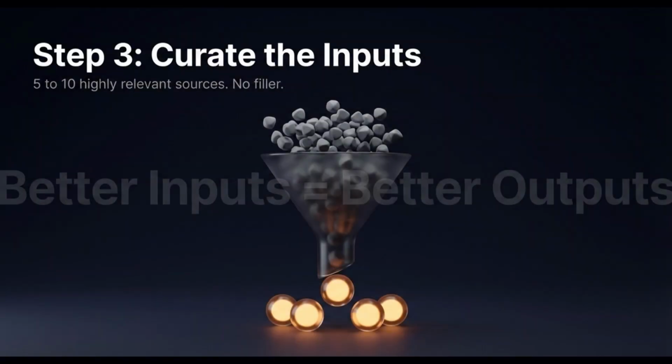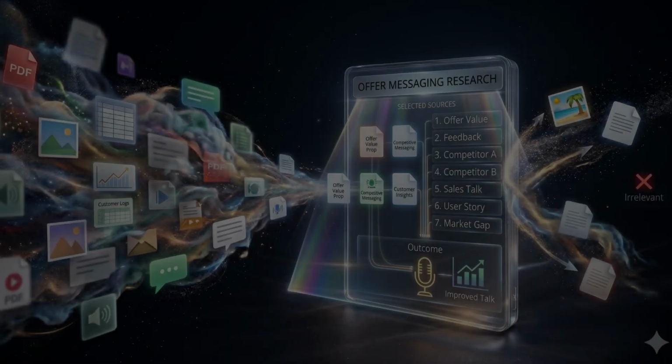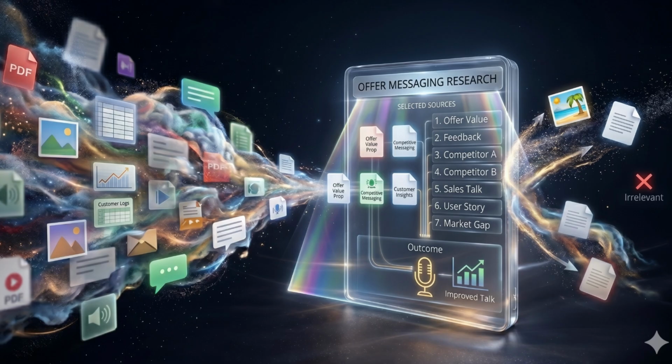Step 3. Add only 5 to 10 relevant sources. And this is where a lot of the mess starts. Because when everything feels useful, the temptation is to dump everything in, right? But more sources do not automatically create more clarity. So I'd start with just 5 to 10 useful sources.